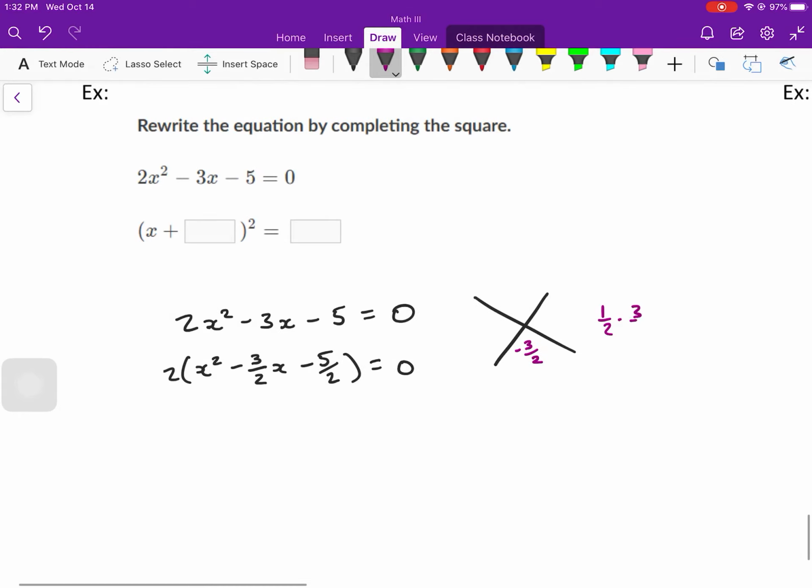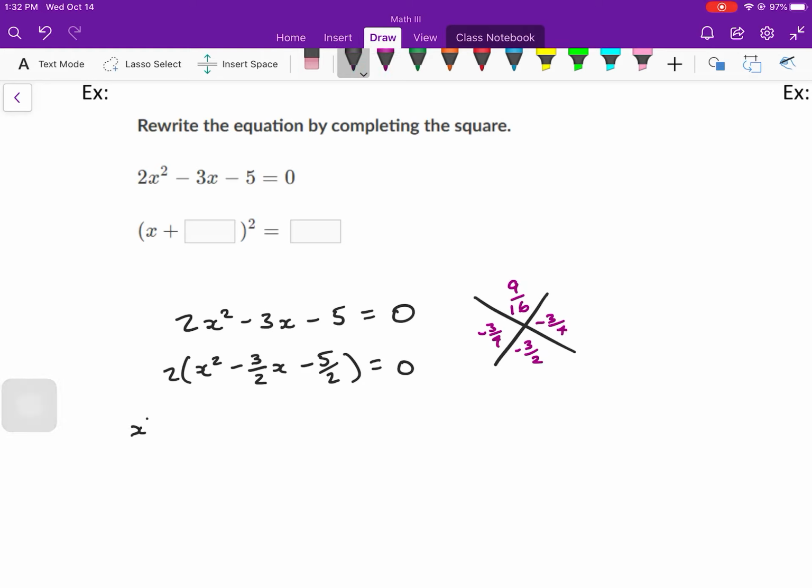1/2 times 3 over 2, isn't that just 3 over 4? So -3 over 4 and -3 over 4. Those are going to be our 2 numbers there. We got to multiply them to figure it out, right? 3 times 3 is 9. Over 4 times 4 is 16. Negative times negative is positive. You'll notice that number is always positive.